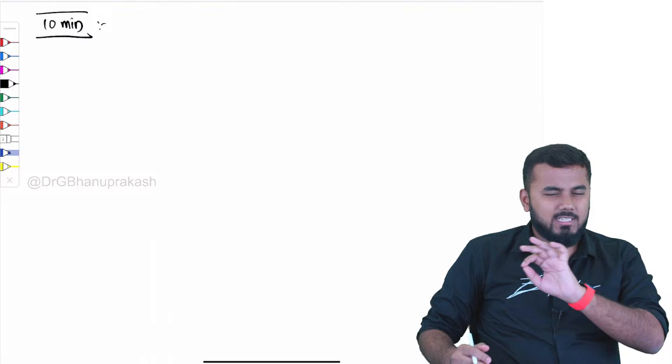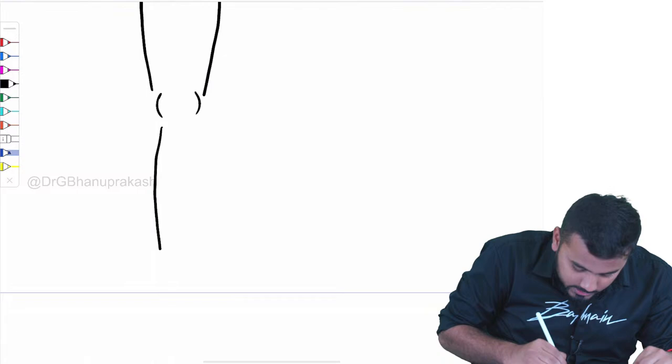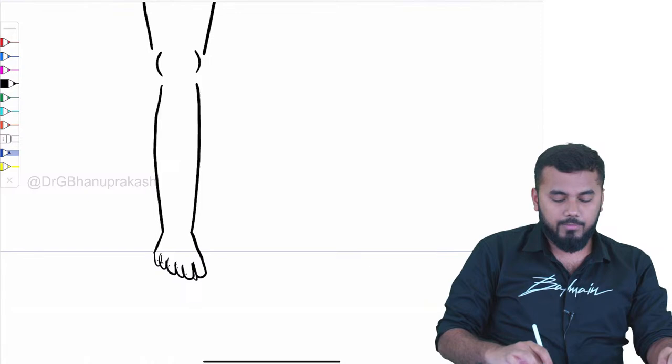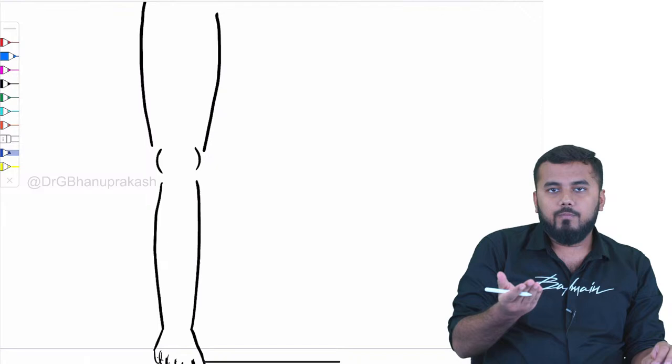Very fast, this is your thigh. This is your patella. And this is your leg. And you have got your beautiful toes like this, right? 1, 2, 3, 4, 5, 6, people even have 6 fingers. That is not a matter, right? All of you, don't write anything. See, whatever view you can see here is called an anterior view. On the anterior view, this is called dorsal, this is called ventral.